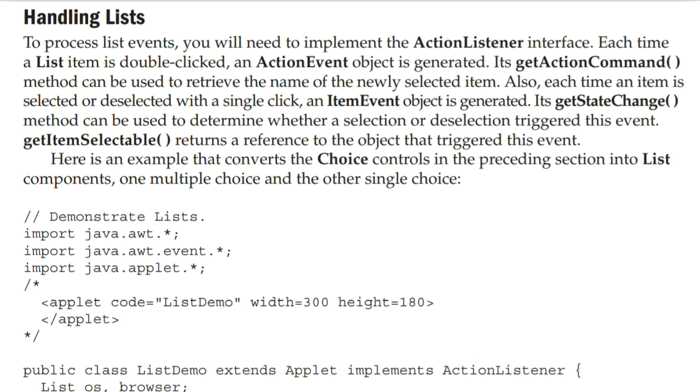Here is an example that converts the choice controls in the preceding section into list components, one multiple choice and the other single choice.